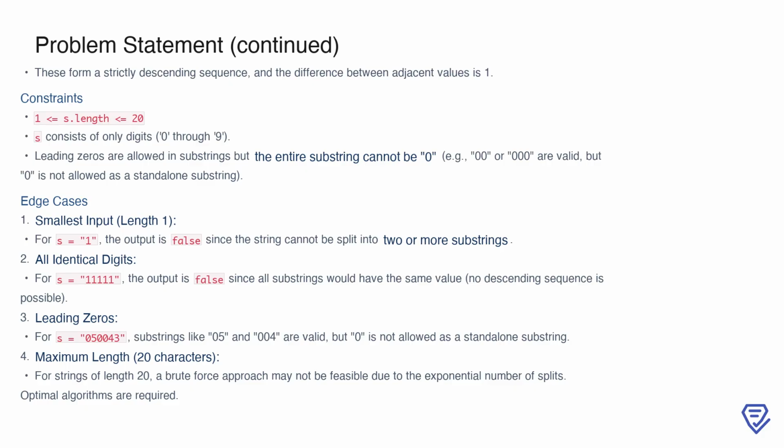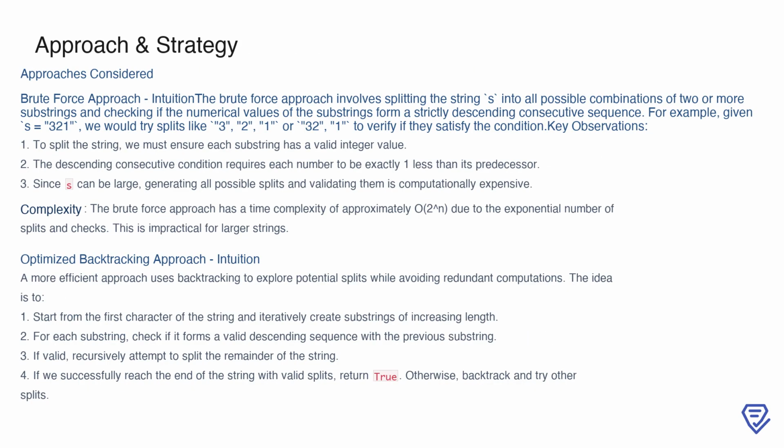To solve this problem, one approach we can take is brute force. The intuition here is to split the string S into all possible combinations of two or more substrings and then check if these substrings form a strictly descending consecutive sequence. For example, if the string is 321, we would explore splits like 3, 2, 1 or 32, 1, and so on. After splitting, we verify whether each number is exactly 1 less than the previous number.